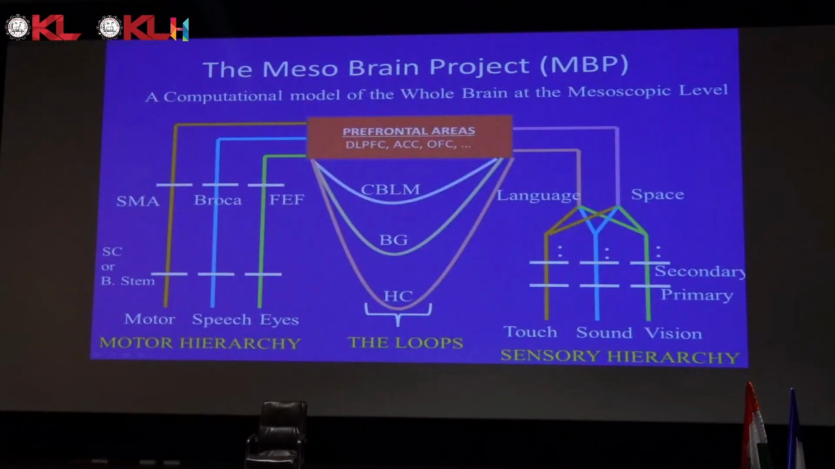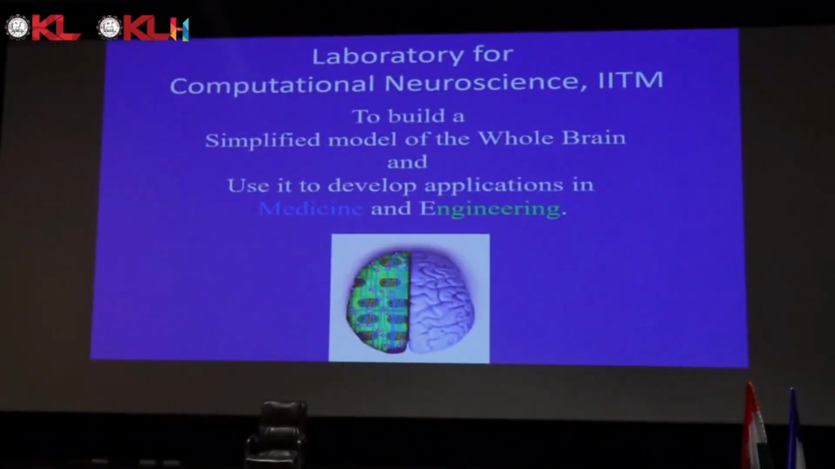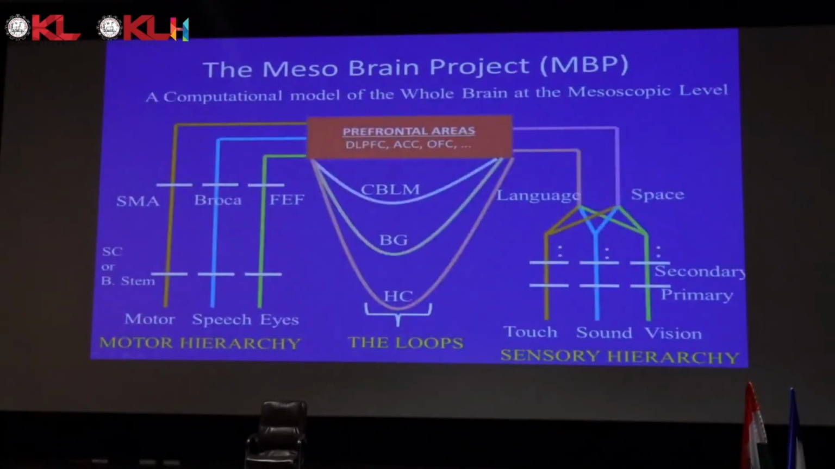We call this hypothetical model the mesobrain, which is cast at the mesoscale level. You can see the ascending sensory pathways on the right and descending motor hierarchies on the left. And between the two, you have the prefrontal decision-making regions.